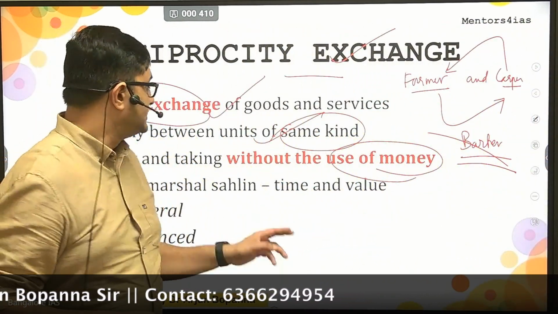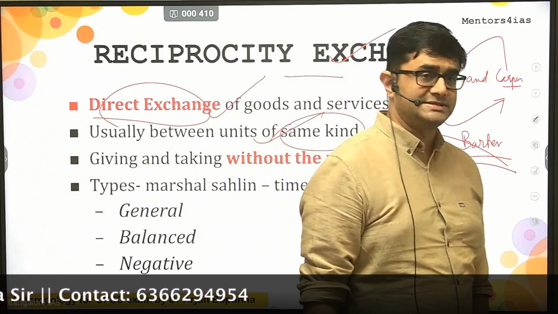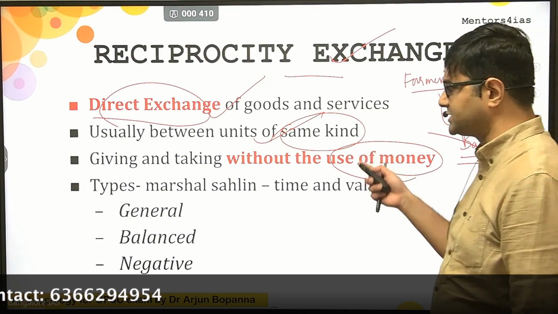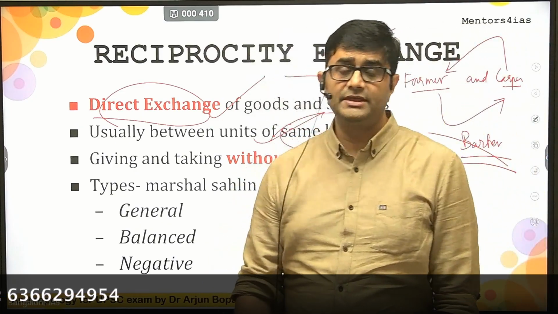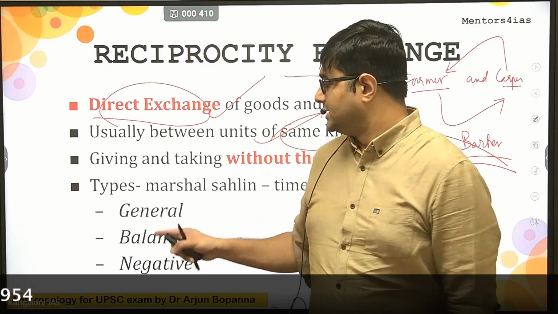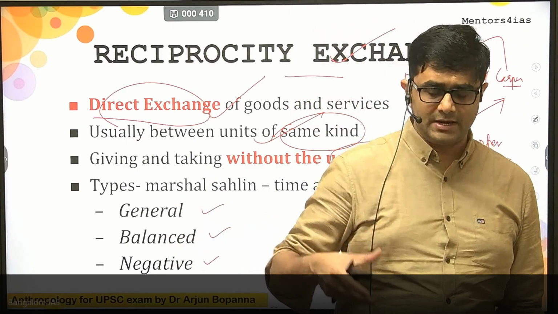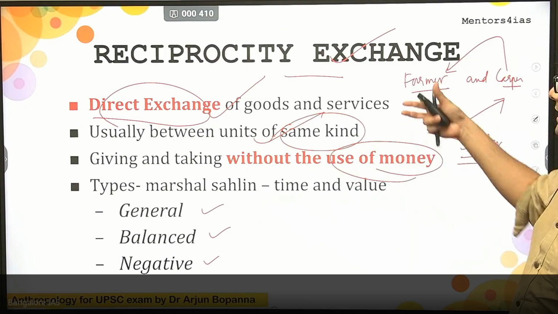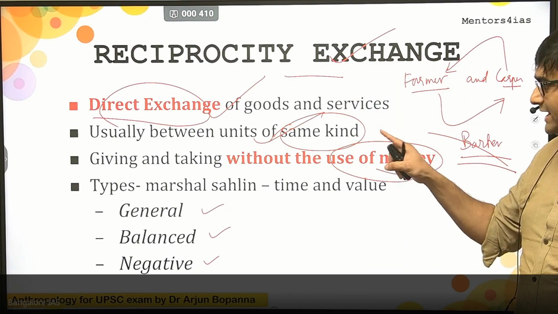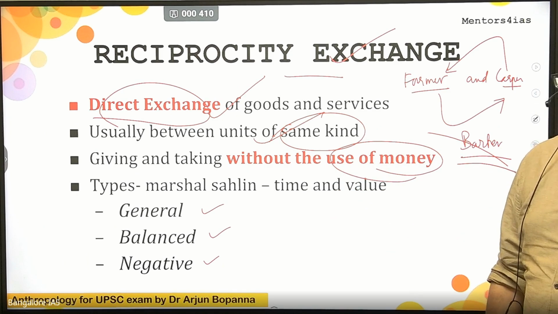All right. Then further we can classify reciprocity into three types, by Karl Polanyi and others like Marshall Sahlins. They have further classified reciprocity into three types: generalized, balanced, and negative. So from this, we will go further into understanding what reciprocity is. Direct exchange, in which you have generalized, balanced, and negative.